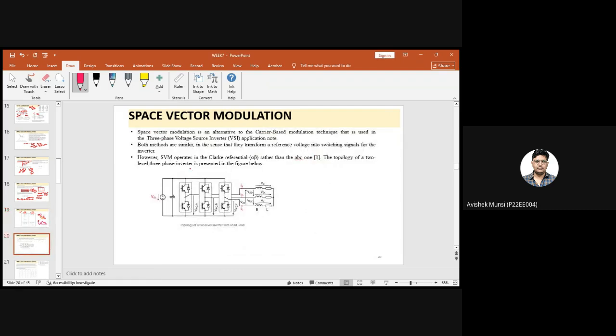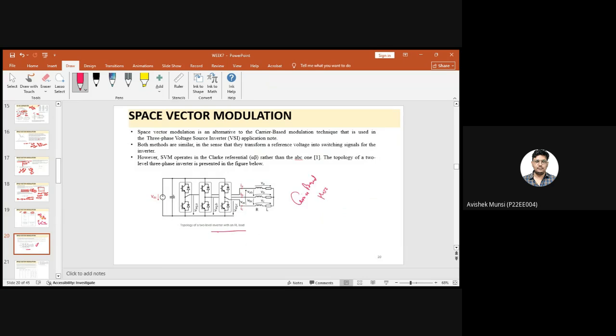So this is a topology of a two-level inverter. I'm discussing a little bit about the space vector modulation by means of a two-level converter with RL load here. So this is basically a three-phase voltage source inverter. So the space vector modulation is basically an alternate method for the carrier based modulation technique that we had discussed in the last lecture.